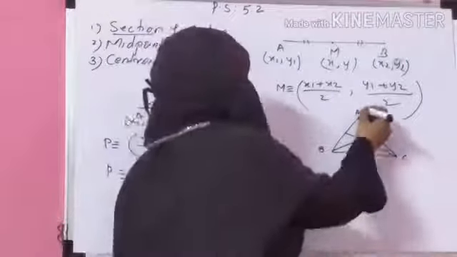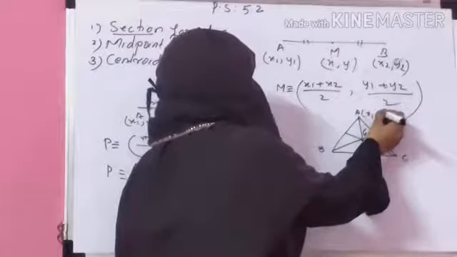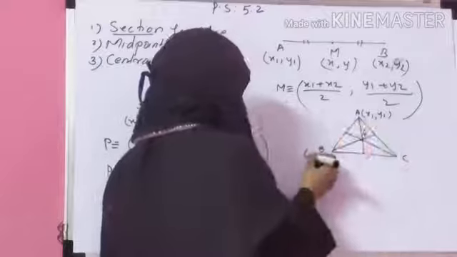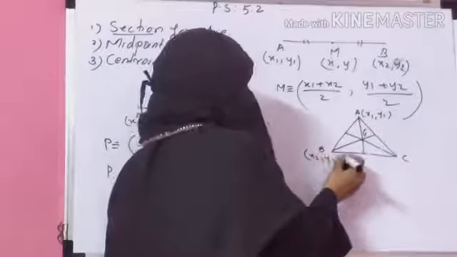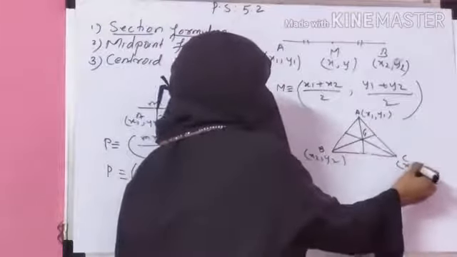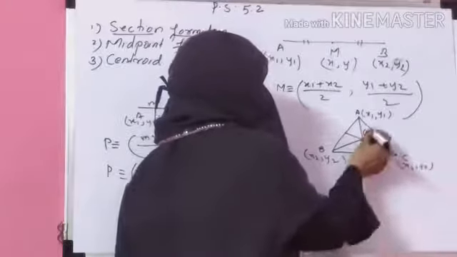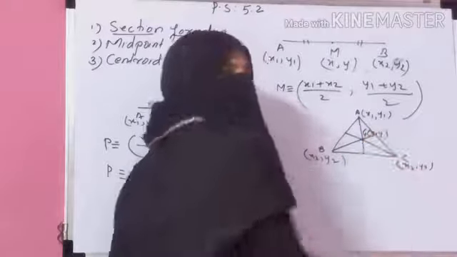So here this is triangle ABC. Coordinate of A is x1, y1. Coordinate of B is x2, y2. And coordinate of C is x3, y3. And coordinate of G, that means centroid, is x and y.